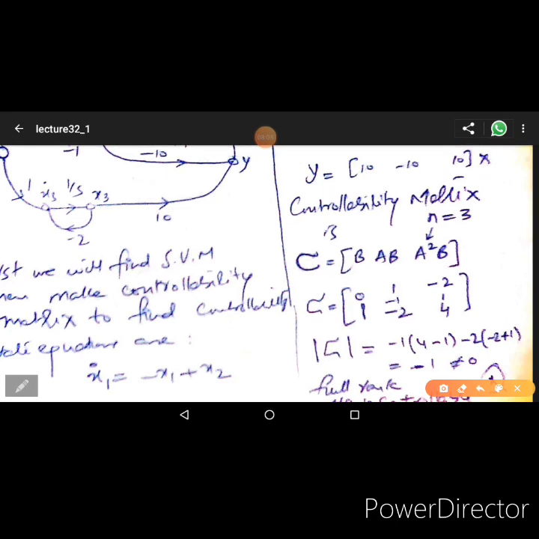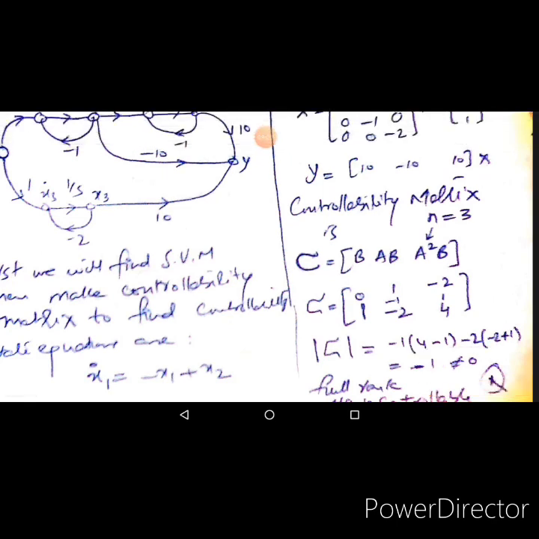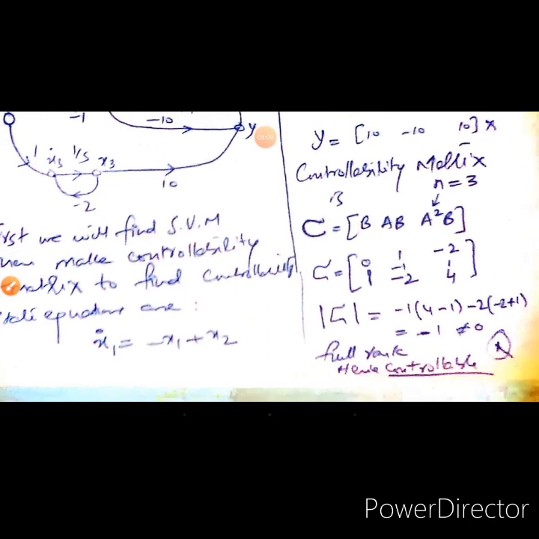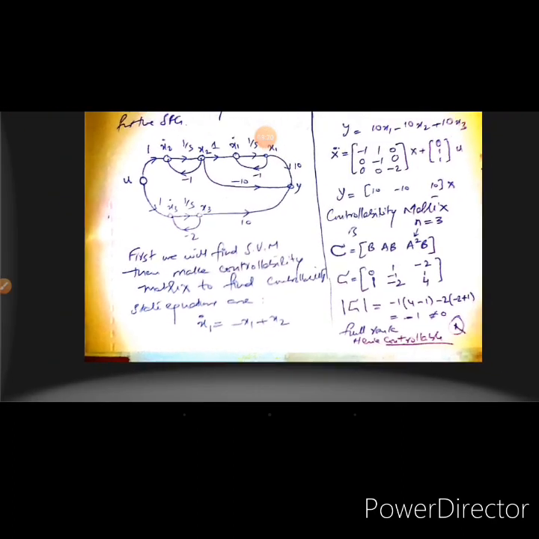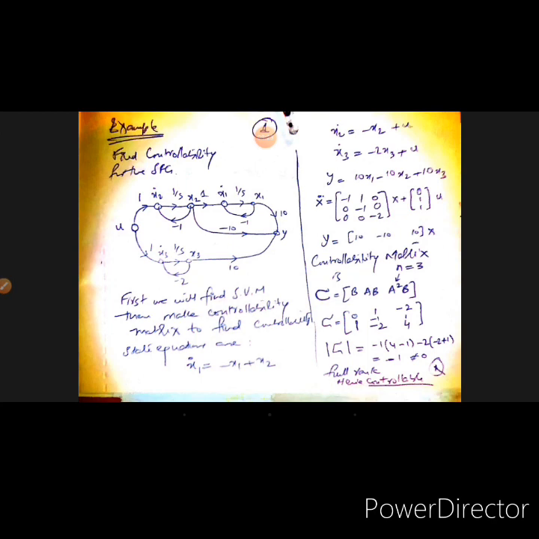Next we find the determinant of this controllability matrix, as you can see, and it turns out to be minus 1. This means that since the determinant of the controllability matrix is not equal to 0, therefore the controllability matrix is full rank, and hence the system is controllable. So the final answer that we get from this example is that our given system is controllable.